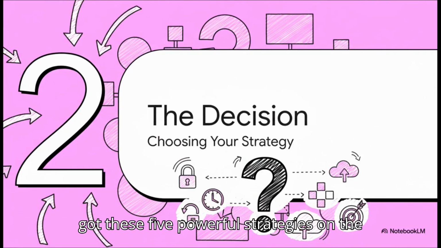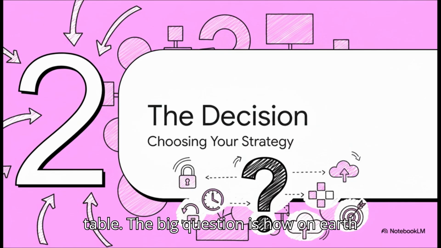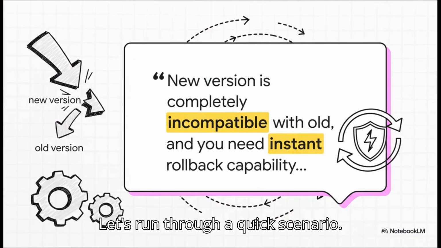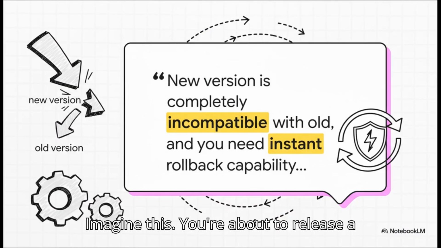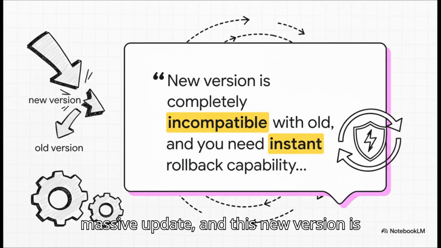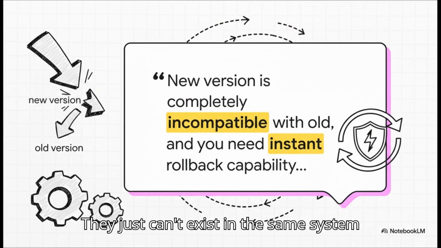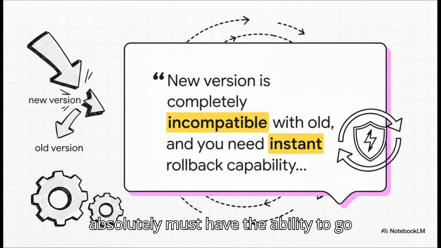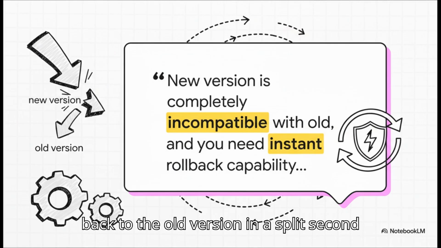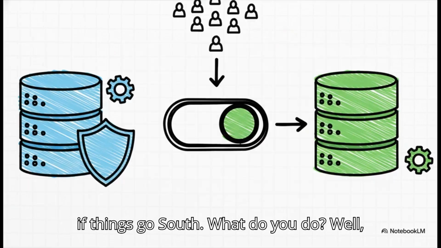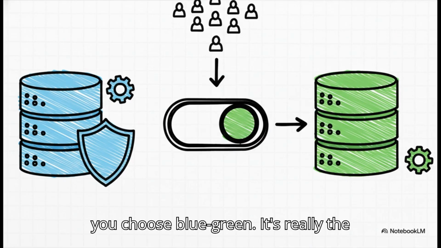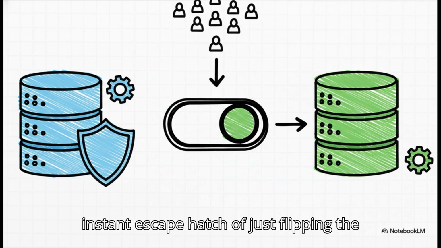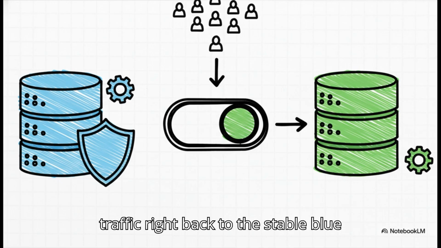Okay, so we've got these 5 powerful strategies on the table. The big question is, how on earth do you pick the right one for the job? Let's run through a quick scenario. Imagine this. You're about to release a massive update, and this new version is completely incompatible with the old one. They just can't exist in the same system at the same time. On top of that, you absolutely must have the ability to go back to the old version in a split second if things go south. What do you do? Well, you choose blue-green. It's really the only strategy that gives you that clean break between old and new and that instant escape hatch of just flipping the traffic right back to the stable blue environment.